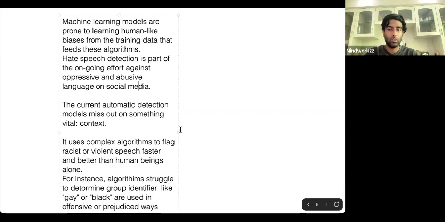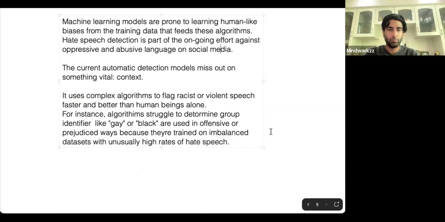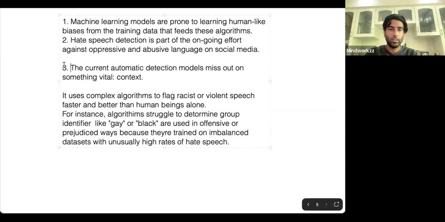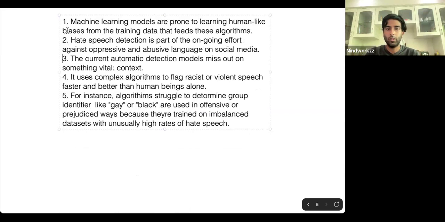Okay. All right. I'm going to put it here. I'm going to label the sentences also. Sentence number one, 2, 3, 4, and 5. Okay, great.